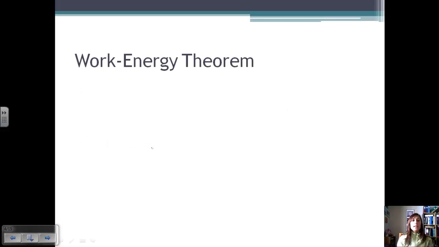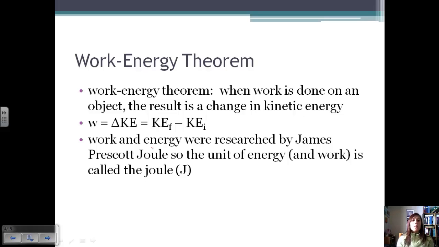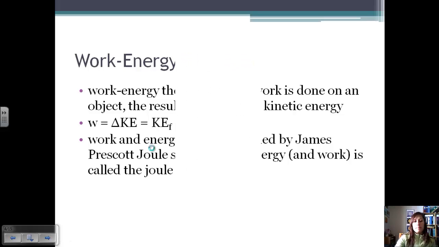Well, we can relate work and energy to each other, and we have what's called the work and energy theorem. So when work is done on an object, the result is a change in kinetic energy. And so we can say that work is equal to change in kinetic energy, which anytime we have a change, it's final minus initial. Work and energy were researched by James Prescott Joule, so units of energy and work are going to be joules, which is a capital J.